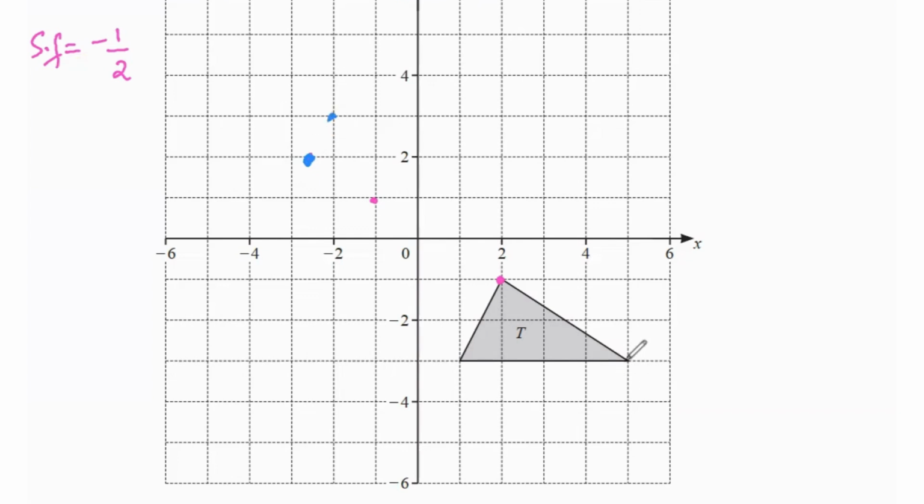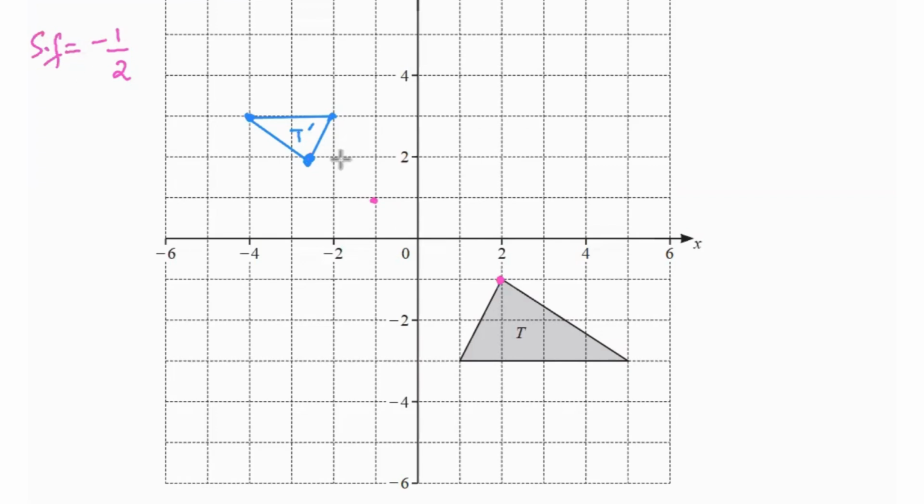Then for this point, this is 4 vertically, 6 horizontally. So horizontally, it's going to be 3 now, 1, 2, 3, and vertical is going to be 2, that's 1, 2. So now if we connect the points, this is your enlargement after the scale factor of -1/2, and center of enlargement is -1, 1.